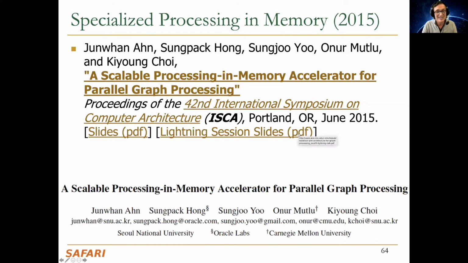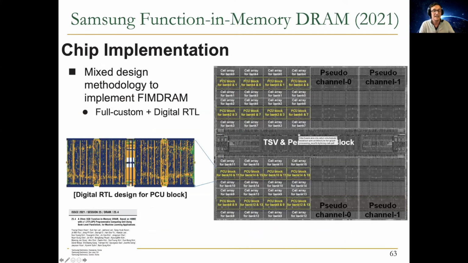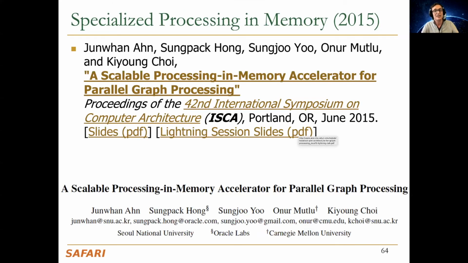But again, this is not a new idea, actually. The earliest processing in memory paper comes from 1970. Granted, it's a bit different from this because technology was different, but we have actually been working on processing in memory actively for the last 10 years or so. This is one of the papers that, I believe, is conceptually similar to what the previous two works, UPMEM and Samsung, have introduced. We looked at specialized processing in memory using graph processing as a specialized workload and showed significant benefits on that.